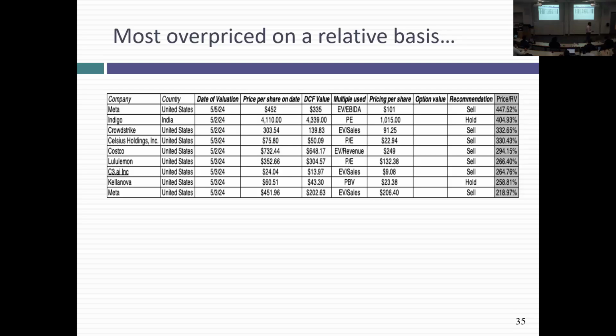I'm not surprised that it's overpriced because, given the comparisons, given how big Meta is, it's priced very richly right now. But that's a red flag, something to think about. It is clearly, there are better bargains on a pure pricing basis. Indigo, Pari, is that yours?